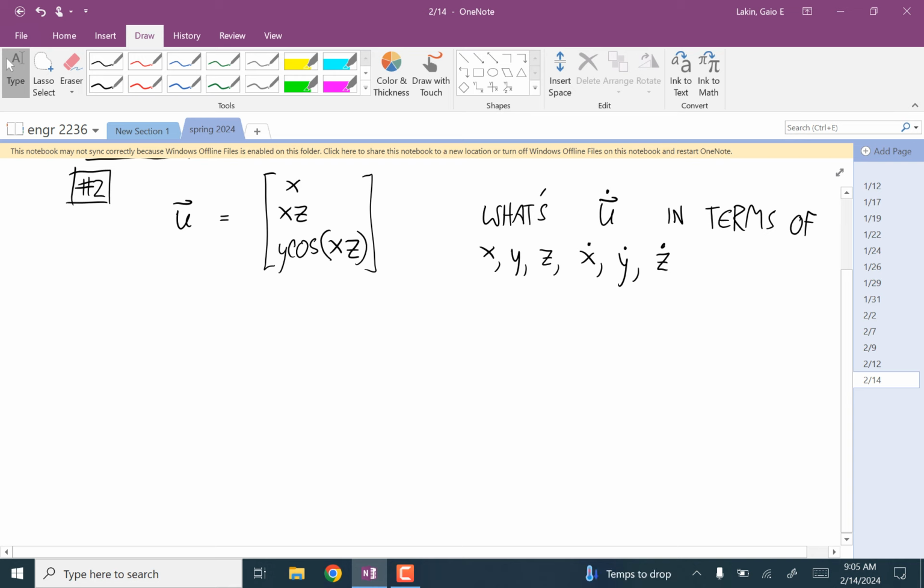Okay, so let's just break it up. We're just going to take the time derivatives of each of the 3 components. So d dt of x is just dx dt. Most people got this one right. And so in terms of these things, you'd express that as x dot.